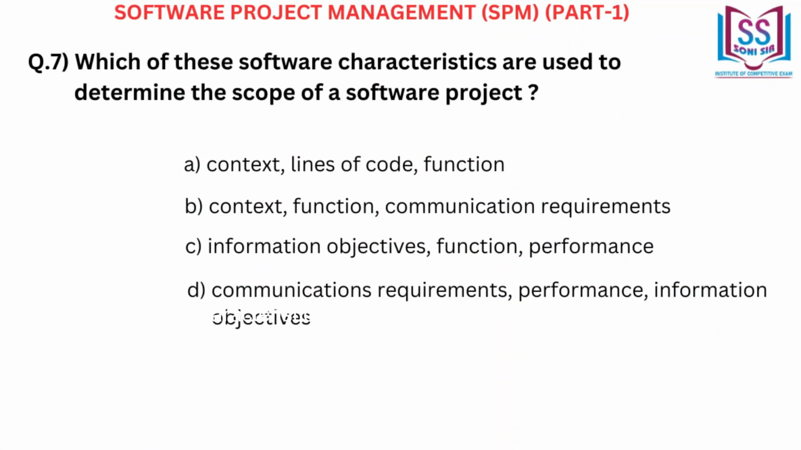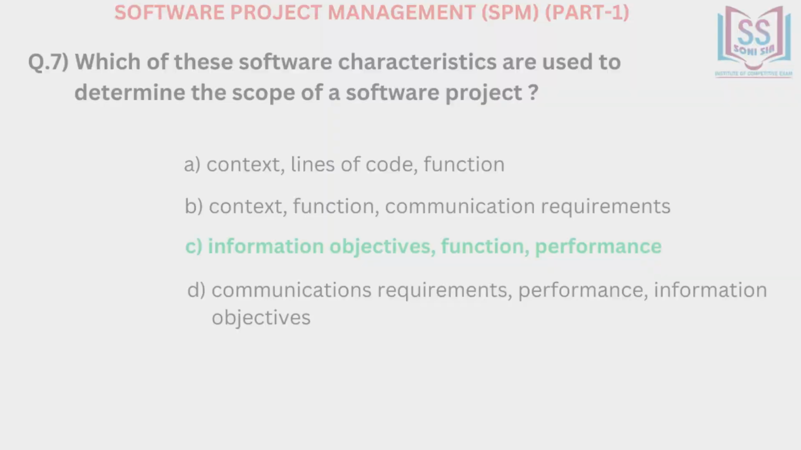Which of these software characteristics are used to determine the scope of a software project? A. Context, lines of code, function. B. Context, function, communication requirements. C. Information objectives, function, performance. D. Communications requirements, performance, information objectives. Correct answer C. Information objectives, function, performance.